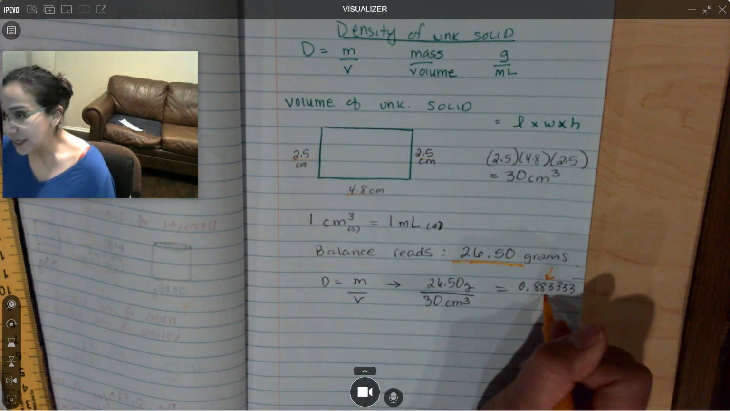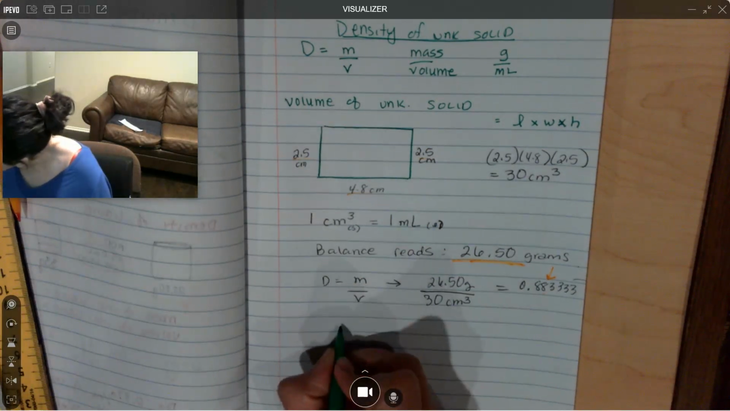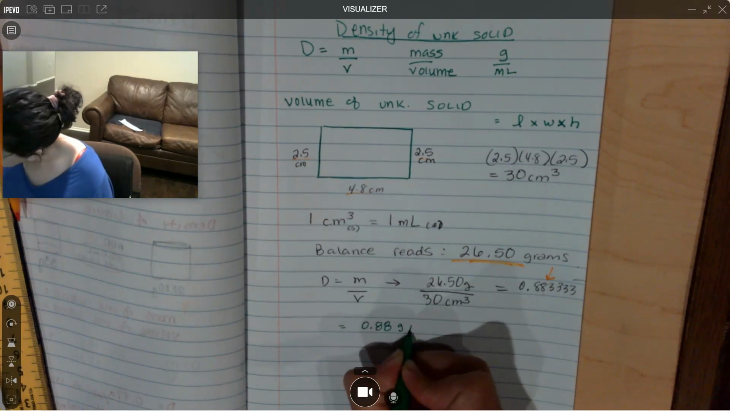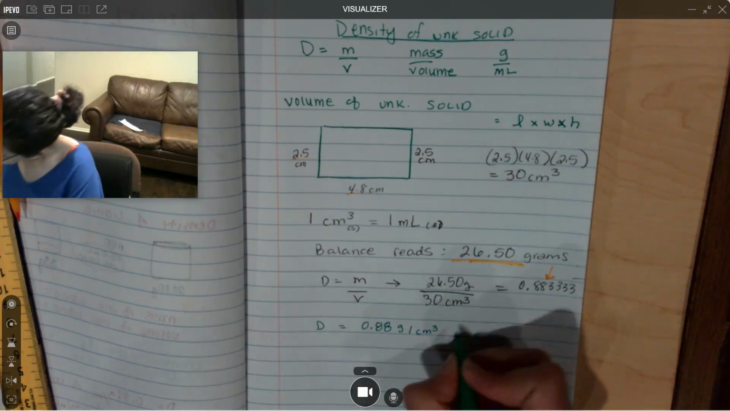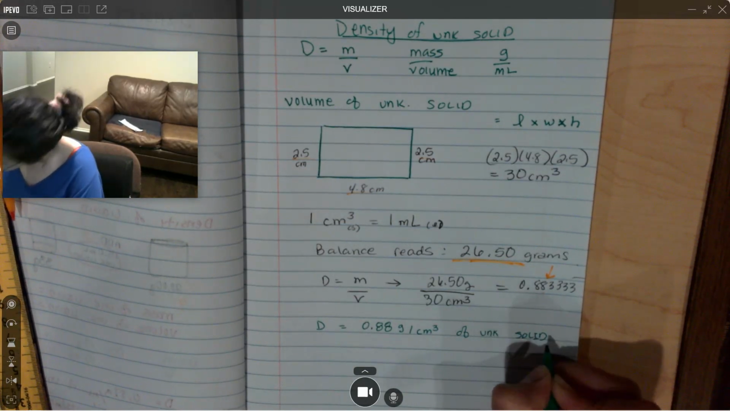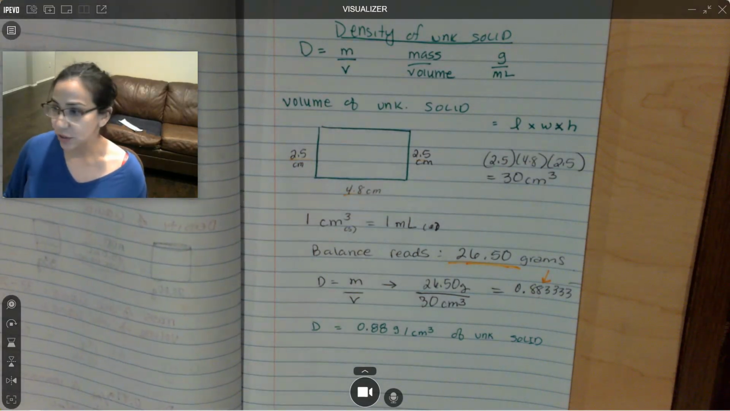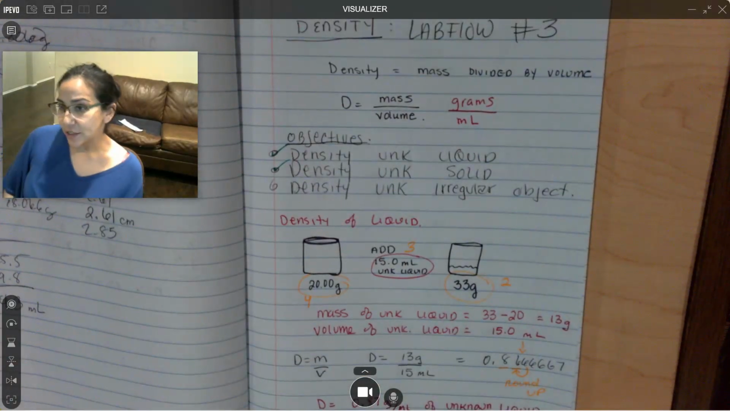The number next to this 8 is a 3. The 3 does not round up the 8. So therefore, my final answer is going to be 0.88 grams per centimeter cubed. That is the density of my unknown solid. And just as we did on the other one, you would look it up, compare it to a given list to figure out, well, what is your solid? You just compare the densities. Okay, that one is checked.